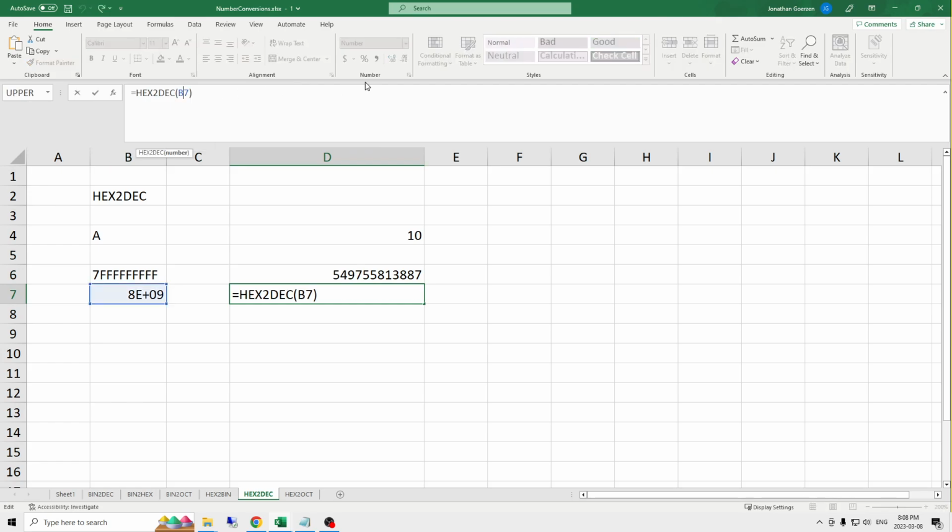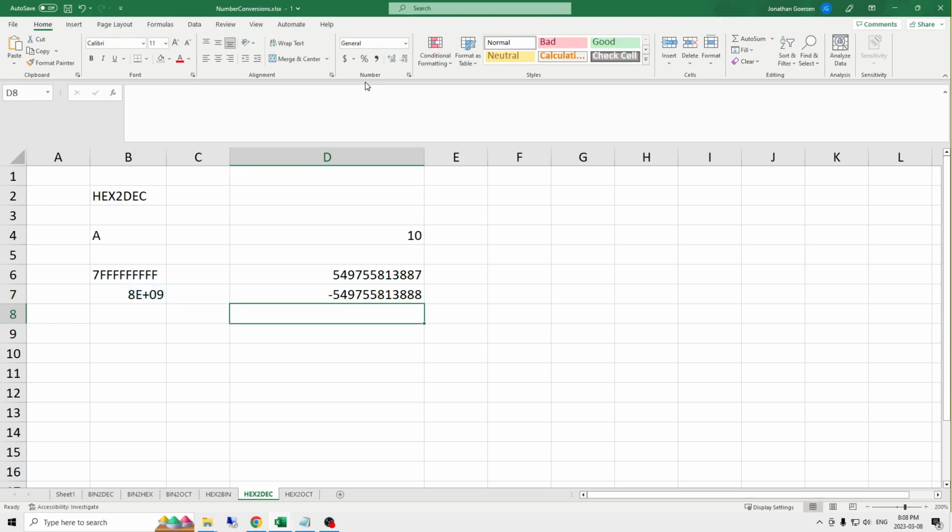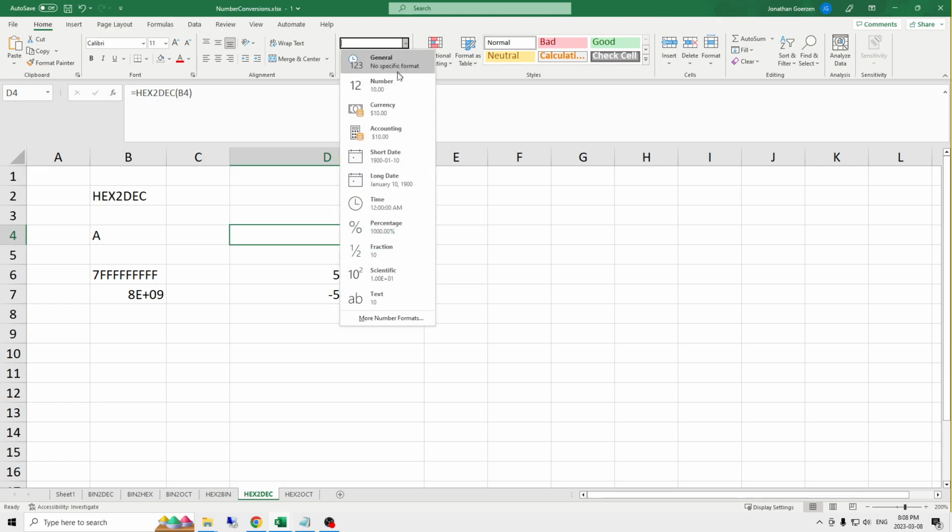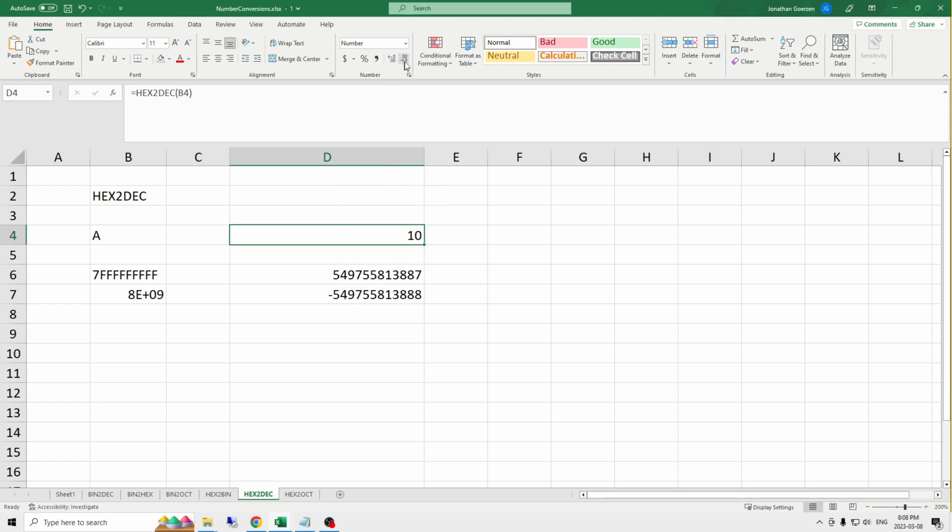There are no additional inputs to this function. There's no changing place values because that's just a part of the built-in Excel format. It would be controlled by using numerical formatting instead. So that's it. That's this function.